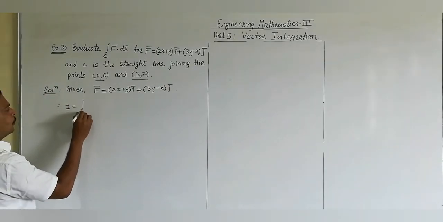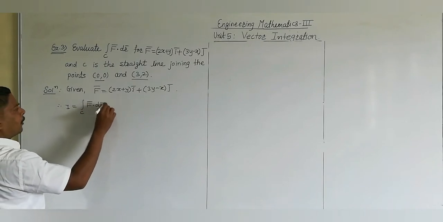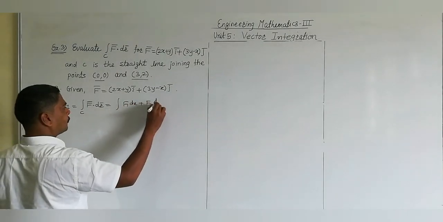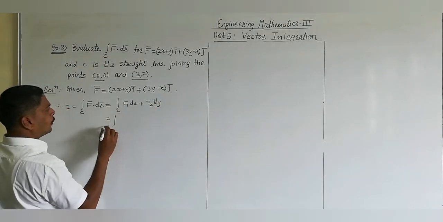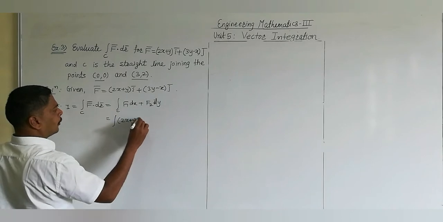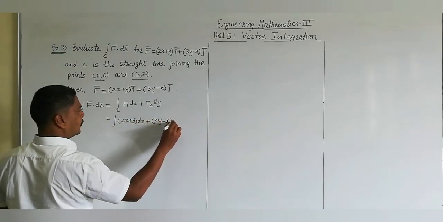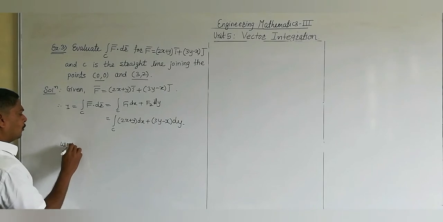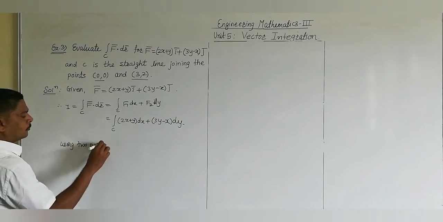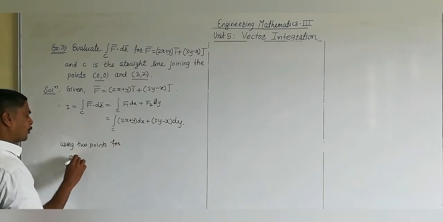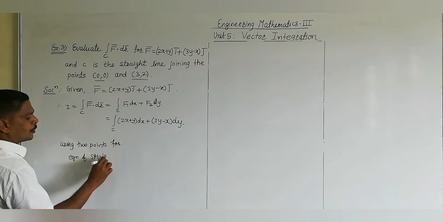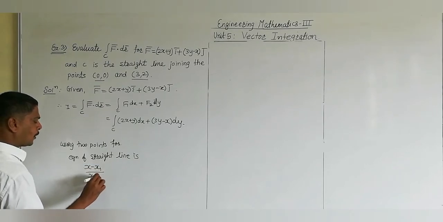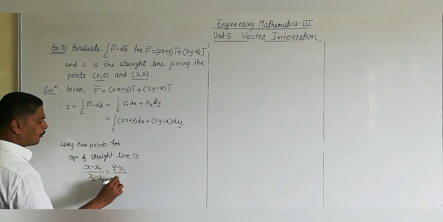Therefore I is equal to line integral over C of f bar dot dr bar, which is equal to integration of f1 dx plus f2 dy over C. So this is equal to integration of (2x plus y) into dx plus (3y minus x) into dy over curve C. So using two points form, equation of straight line is x minus x1 divided by x2 minus x1 is equal to y minus y1 divided by y2 minus y1.